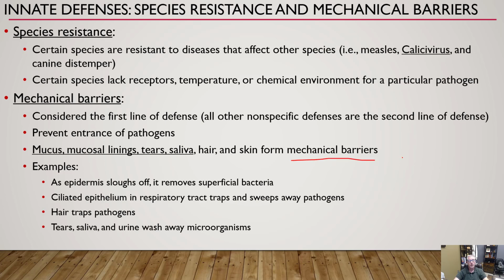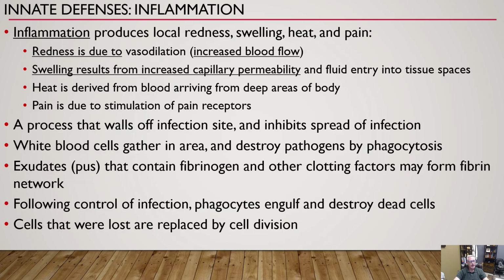So remember, this mechanical barrier is your first line of defense. Now, the rest of what we're going to talk about for the innate defenses are your second lines of defense. So inflammation would be a second line of defense. Inflammation produces redness, swelling, heat, and pain at that local level. It's very localized. You get a splinter in your hand, your foot doesn't swell up, your foot doesn't get painful.